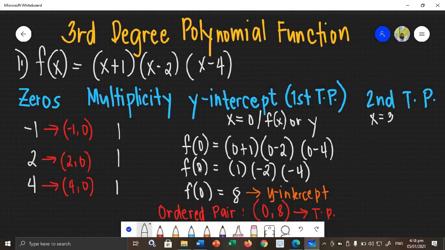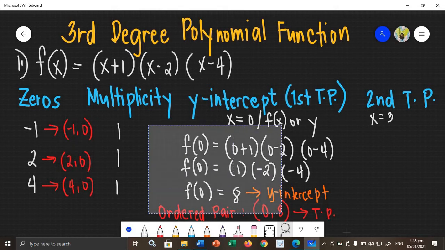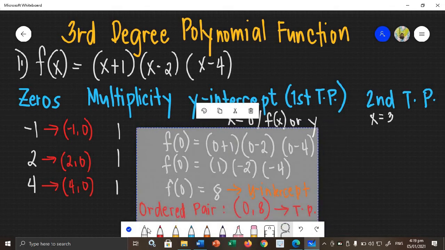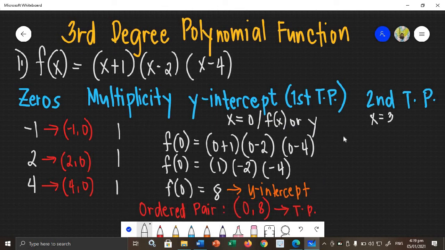So, again, using the given, papalitan lang natin lahat ng x's dito sa function ng 3 for us to be able to solve the value of y. So, we have f of 3 is equal to quantity 3 plus 1, and then quantity 3 minus 2, and then quantity 3 minus 4. Ayan. And then, solve natin.